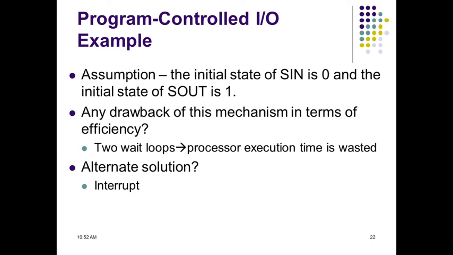And there are drawbacks of this mechanism in terms of efficiency. One is the two wait loops, where processor execution time is wasted, and the alternate solution for this is interrupts. These drawbacks and the solution to them we will be studying in later chapters.